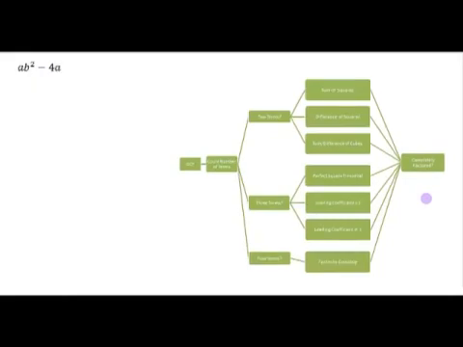AB squared minus 4a. The first thing we do is check for a greatest common factor. We have an a, and then we're left with a b squared minus 4. Now let's count the number of terms. We have 2 terms, so maybe we have a sum of squares. No, because we have a minus sign. So maybe it's a difference of squares.